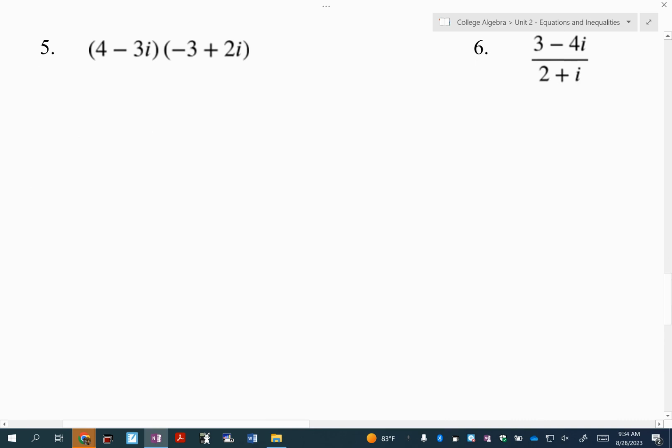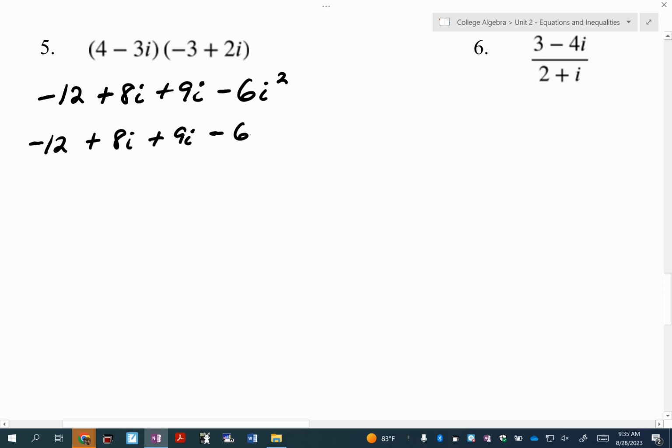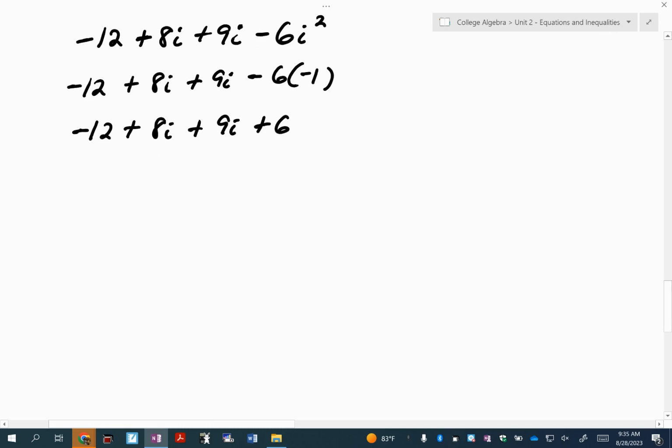We're going to distribute first. So 4 times negative 3 is negative 12. 4 times 2i is 8i. Negative 3i times negative 3 is plus 9i. And then negative 3i times 2i is negative 6i squared. Don't forget that i squared is going to be replaced with a real number, negative 1, so that turns into positive 6. Now I'm going to just combine my like terms. Negative 12 plus 6 is negative 6. And 8i plus 9i is plus 17i.